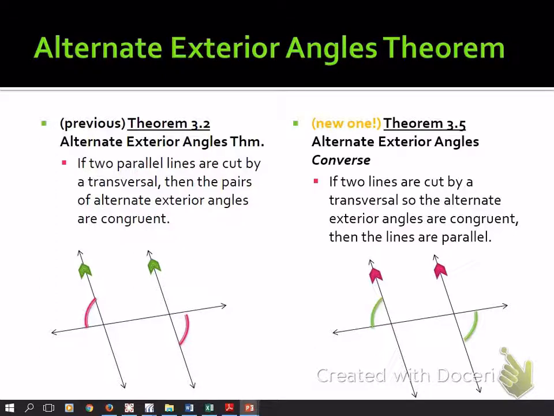Okay? It's all about what you want to prove, what you want to conclude. Do you want to conclude that these angles are congruent? If you do, then you would have to know the lines are parallel first. If you want to prove that two lines are parallel, then you would have to show or know that the angles are congruent, at least the ones we've talked about so far.